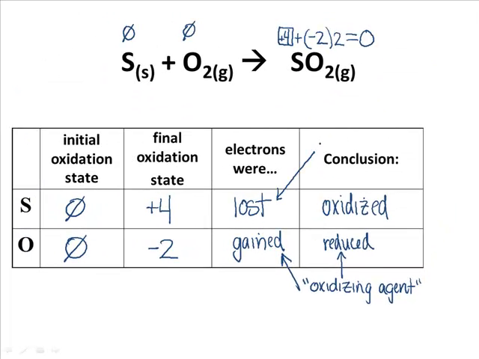Whatever lost electrons was a reducing agent because it helped another element to become reduced. So in this case, the reducing agent was solid sulfur. The oxidizing agent was oxygen gas. And now you know why we get the term oxidizing for these reactions. Let's look at another example.